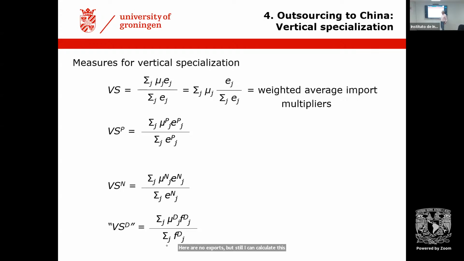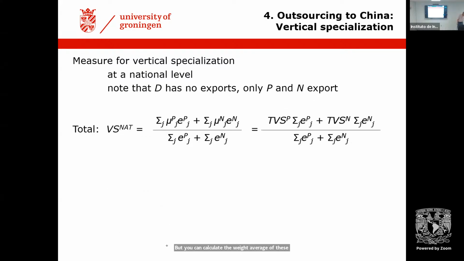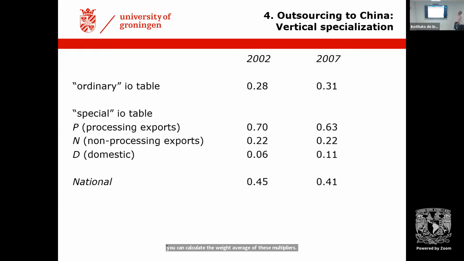It's a bit silly to call it vertical specialization because that is defined only for exports, but you can calculate the weighted average of these multipliers. That's the total, and these are the results. So this is what we had in 2002, 0.28. We did also the calculation for 2007, 0.31. But now we're going to use our special input-output table. And what do we see?